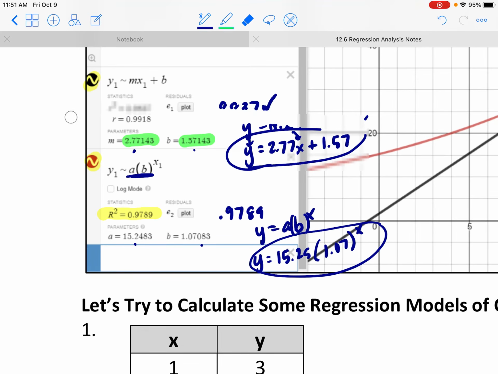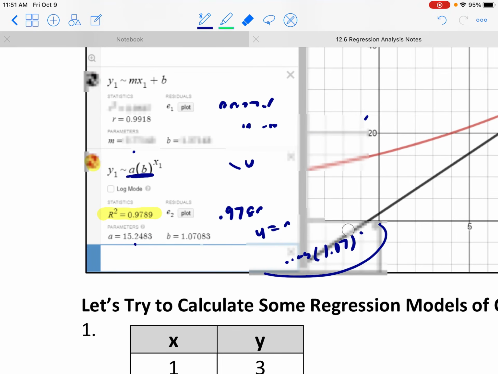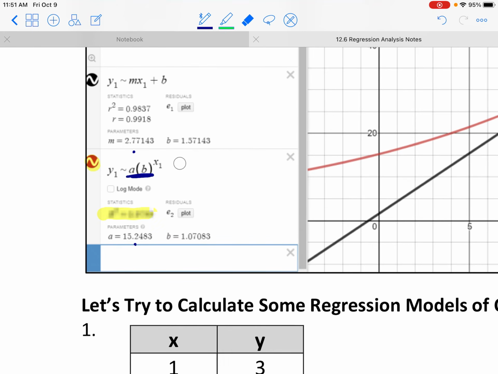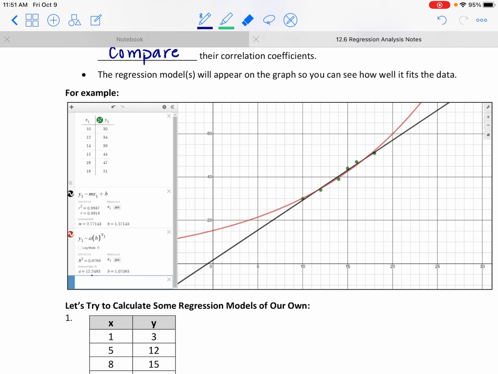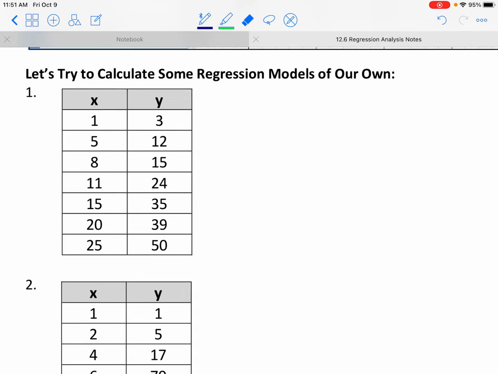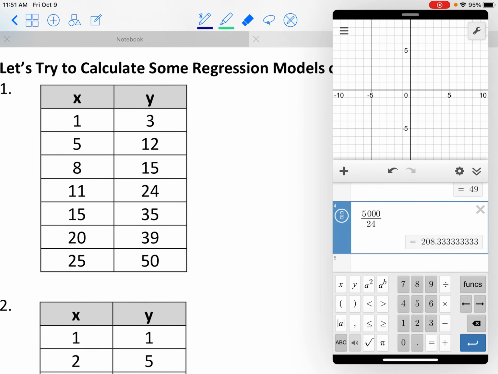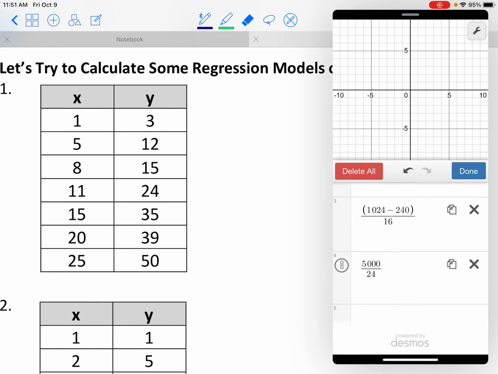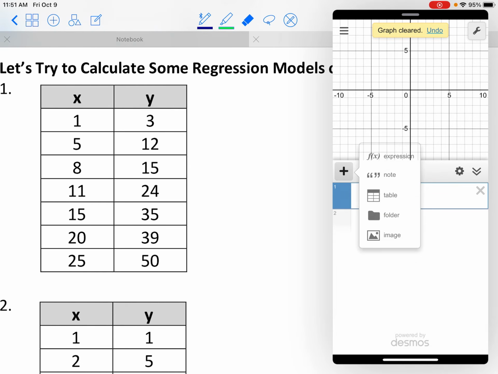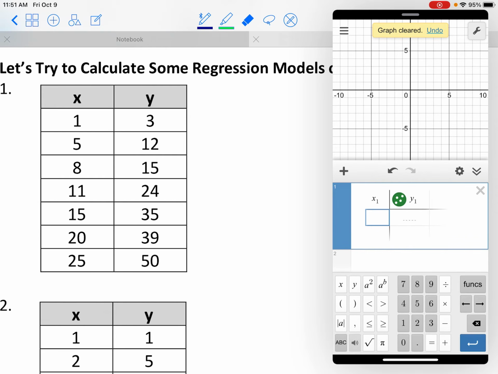So let me just, again, clean up my mess. And now we're going to practice this. We're going to take some data, try to figure out which model better represents the data, and then write the model for it. Okay? So that's just an example of what you're going to see. Let's try it out ourselves. So in Desmos, we're going to hit the little plus sign, add a table, and type our data in there.